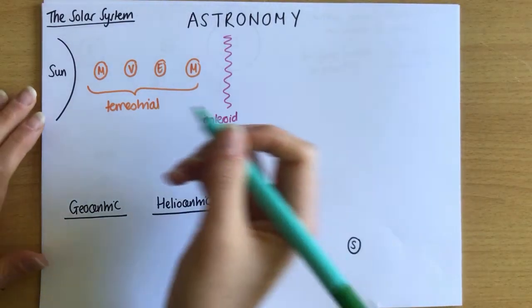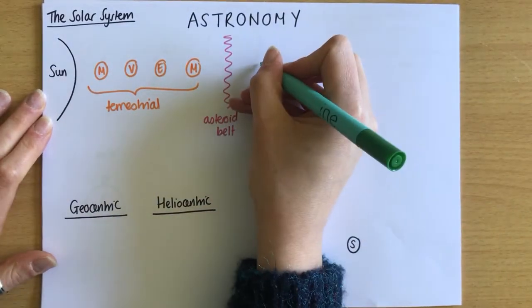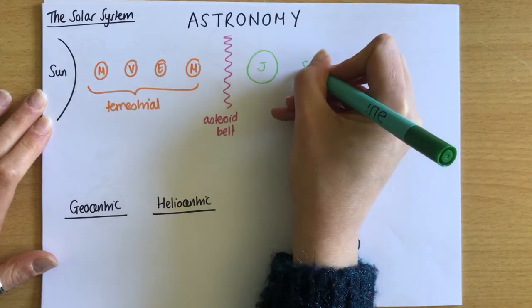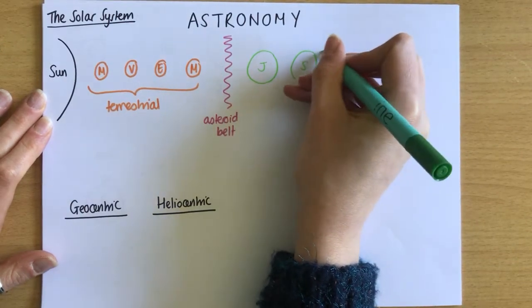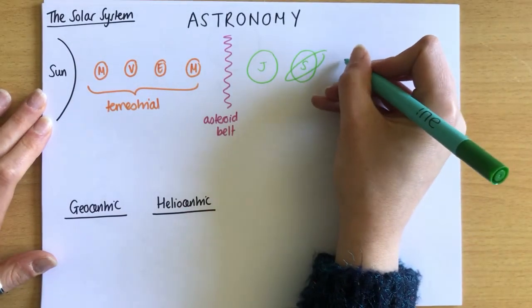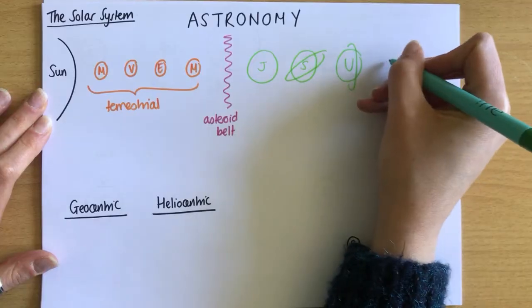After that, we get to the gas giants. So we then have 4 more planets. We have Jupiter, we have Saturn. Oh, I managed to draw the ring through Saturn there, apologies. We have Uranus, and we have Neptune.